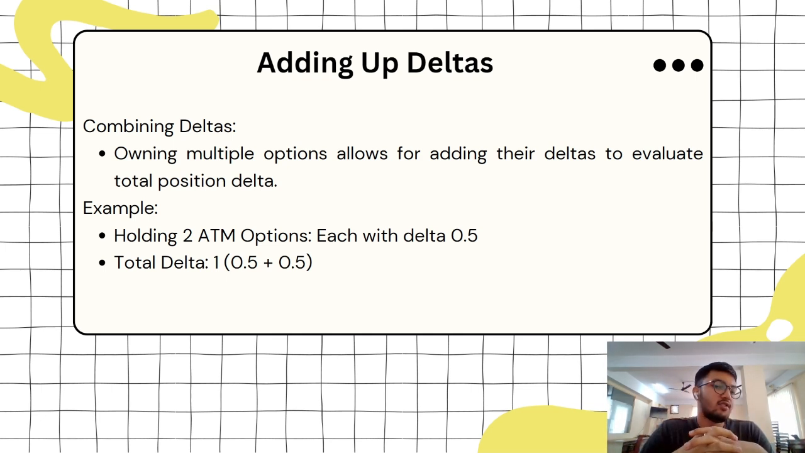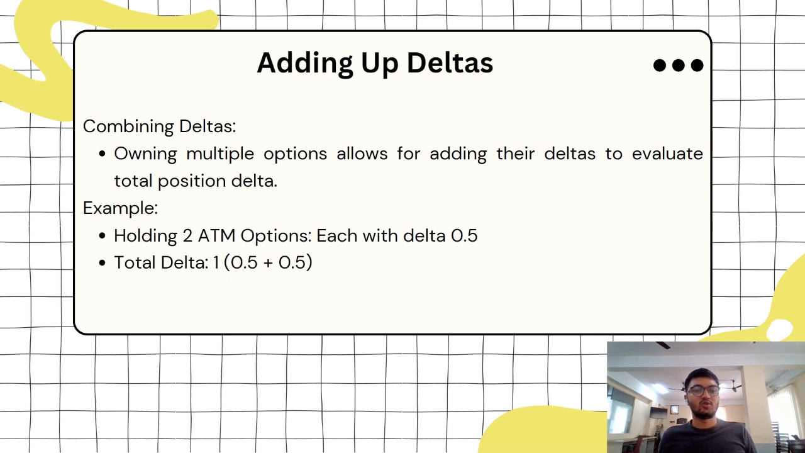Adding up deltas. Now, adding up delta means I was talking about the positive deltas and the negative deltas. When you add a positive delta with a negative delta, it results in zero delta. When you're talking about positive delta 1 plus positive delta 2, there will be a total delta of 1.